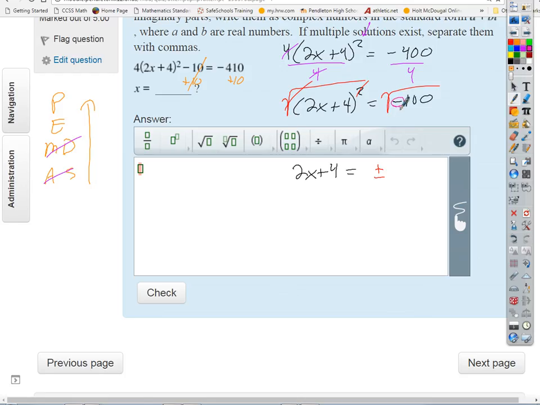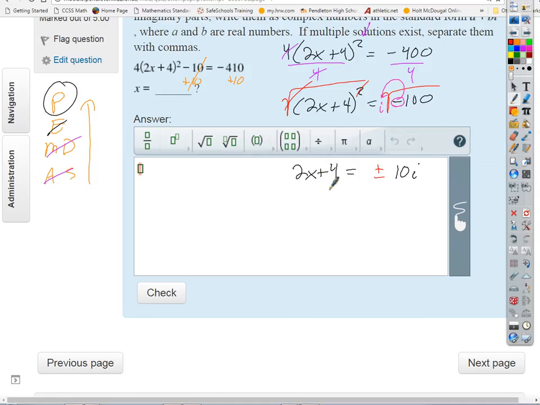Well, that's going to give us an i. The negative inside means an i outside, and the square root of 100 is 10. So the square root of negative 100 is really just 10i. The 10 comes from the square root of 100, and the i comes from the negative sign. And then last couple steps, now that we've undone the exponent, is we work inside the parentheses. So last 2 steps to isolate x would be to subtract 4 from both sides and divide by 2.